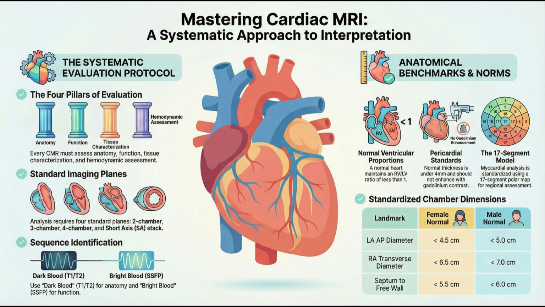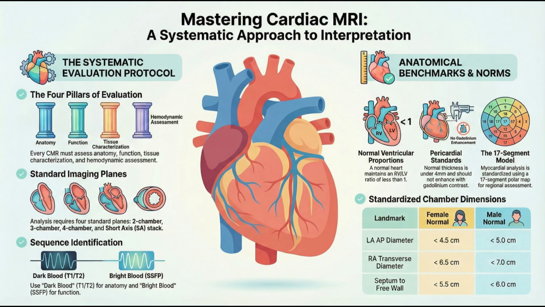So the artifact actually shrinks significantly. You might still see a small dark spot right at the pacemaker lead, but that massive black hole just disappears. You can usually see the wall motion right next to the device using GRE, whereas on SSFP it would have been completely invisible. That's a crucial tool to have in your back pocket.